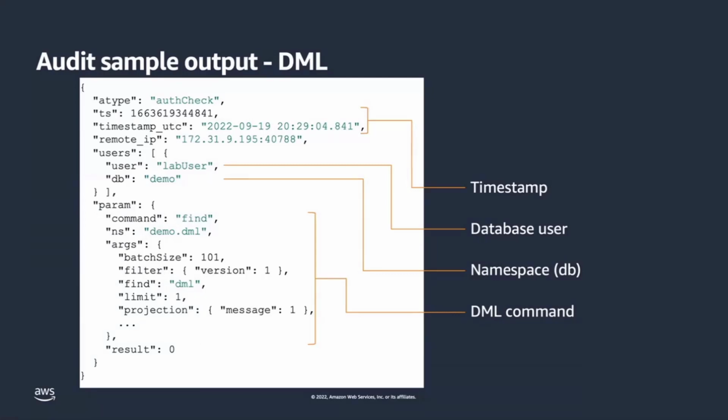Again, the namespace is database.collection. And then you see this find, with a filter to return any document where version equals 1, and just project the message attribute back in the response. So again, you can see the find command, but we don't log what was actually returned by the find command. And lastly, a result of 0 indicates that this was a successful request.